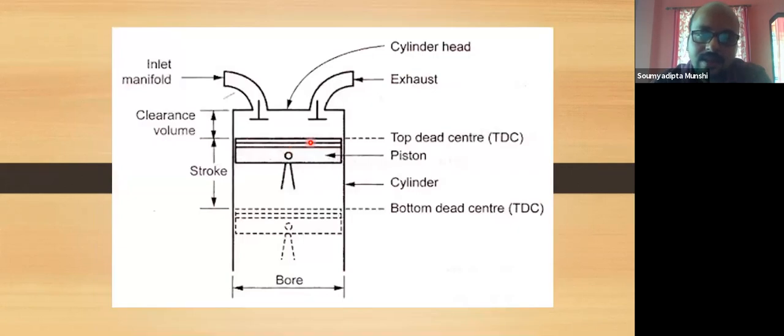That means this TDC is at that point and the BDC is at that point, so the piston can move between the bottom dead center and top dead center due to the influence of the gas. So this distance is known as the stroke. You can see here, this distance is known as the stroke. That means the piston can travel the distance from the bottom dead center up to the top dead center. So this distance is known as the stroke.